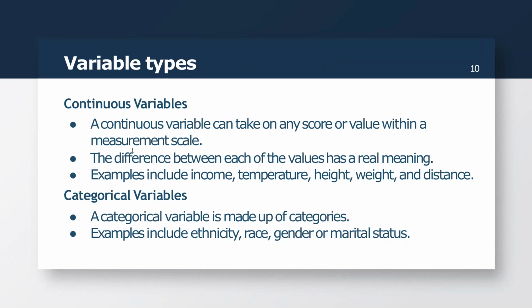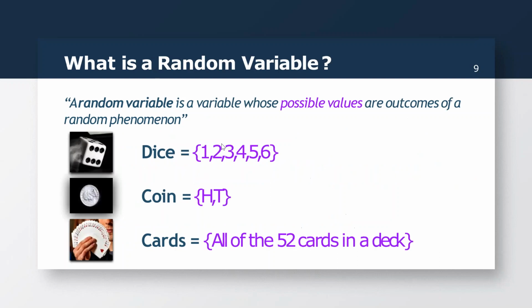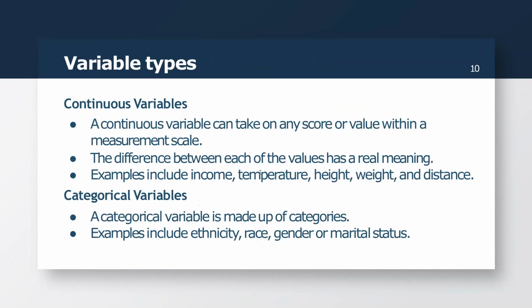Simply because, see, if you just read this, it can take on any score or value within a measurement scale, right? So, for the example of a dice, can you get any number between 1 to 6, including decimal points? Yes or no? Obviously, no, right? So that means it's not a continuous variable.